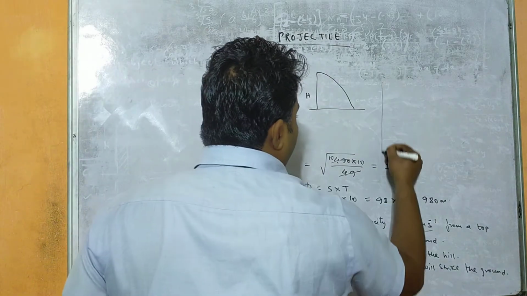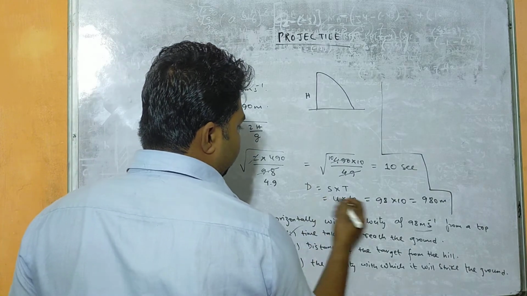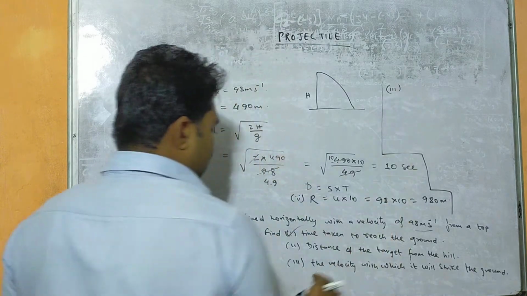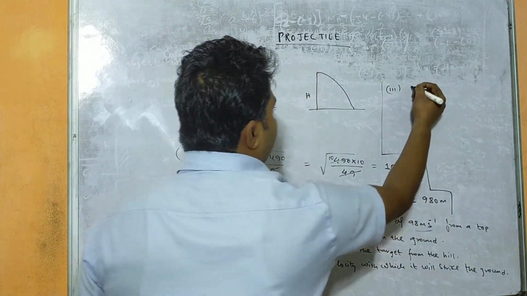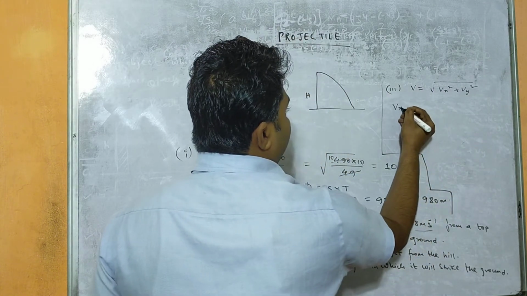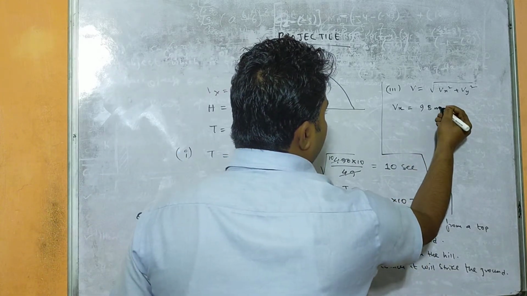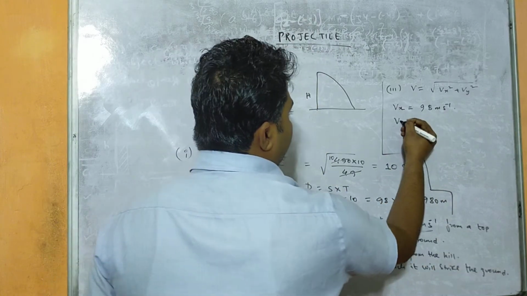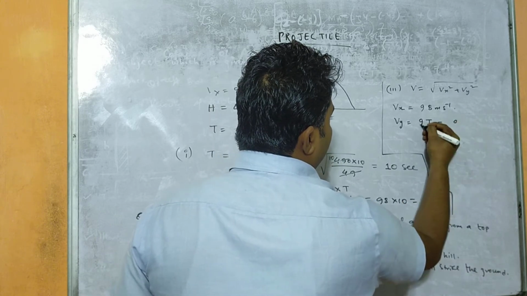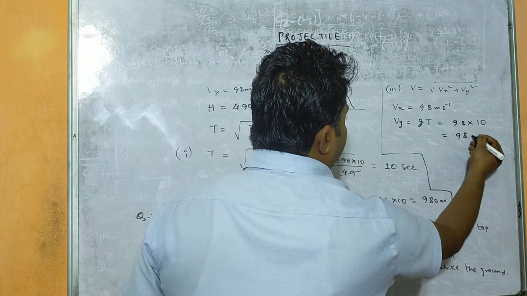Okay. So now the velocity with which it will strike the ground, that is the instantaneous velocity. This was point number 1, this was point number 2, the horizontal length, and point number 3 is the target, the velocity with which we strike the ground. That is v equals root under vx square plus vy square. So first we will calculate vx. What is vx? That is 98 meter per second, right? And vy is given by gt, right? What is g? 9.8, and t is 10. So here also 98 meter per second.